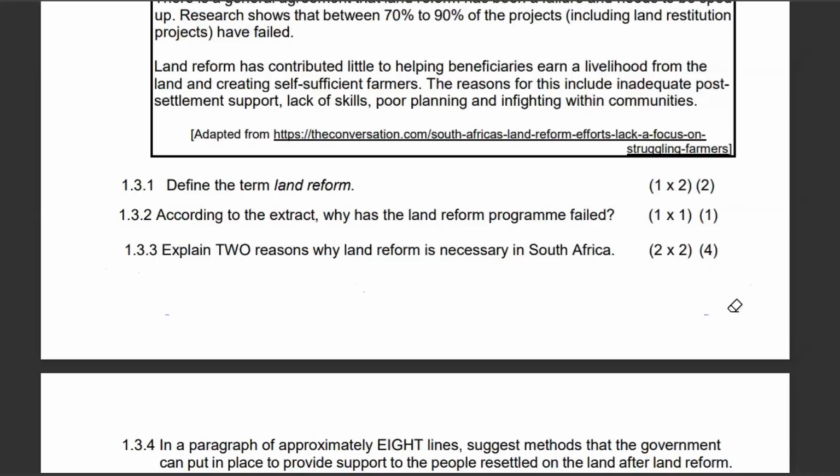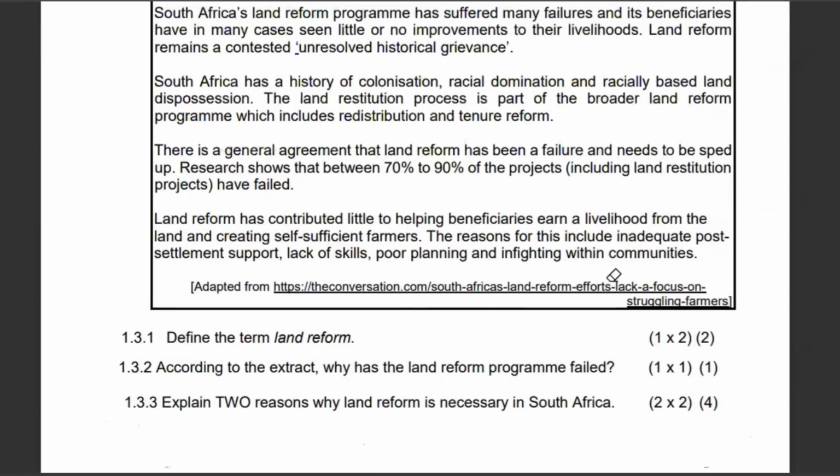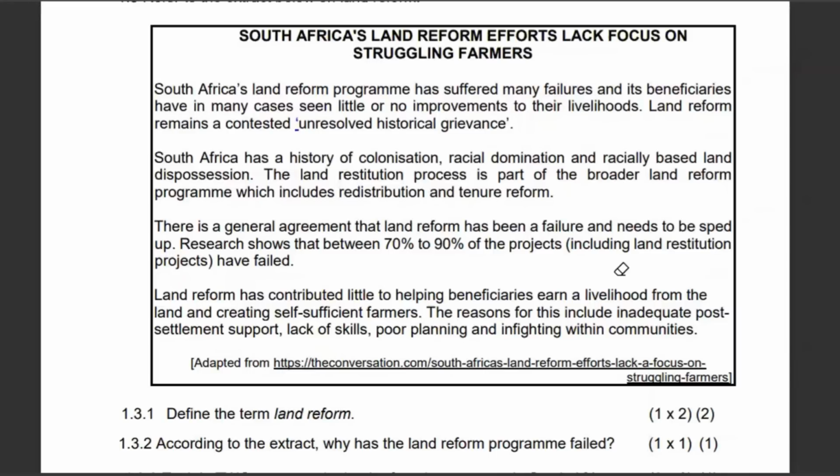Why is the government failing to redress the injustice of the past? Right. We are seeing that it is saying South Africa's land reform program has suffered main failures. It's guiding us that way. What are the failures? Its beneficiaries have in many cases seen little or no improvements to their livelihoods. This is a failure. Beneficiaries of the land reform have in many cases seen little or no improvements to their livelihoods.